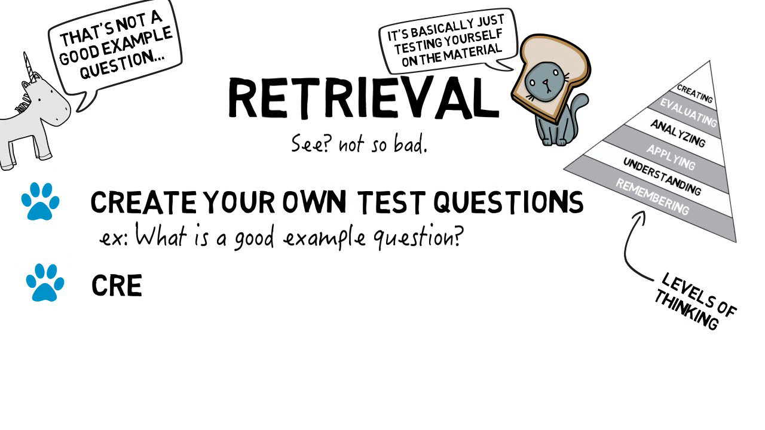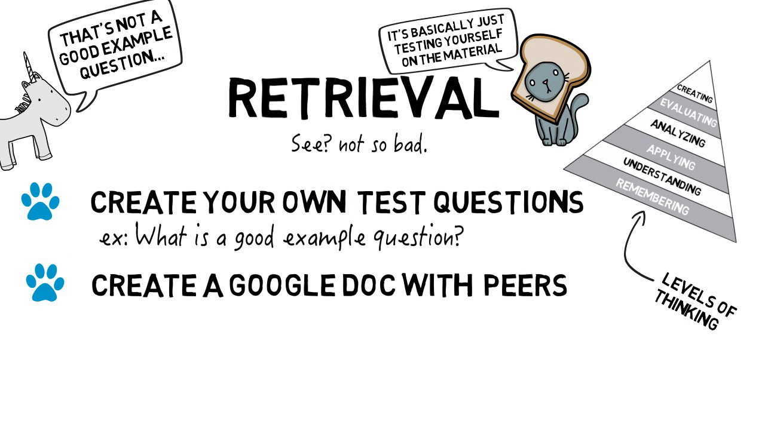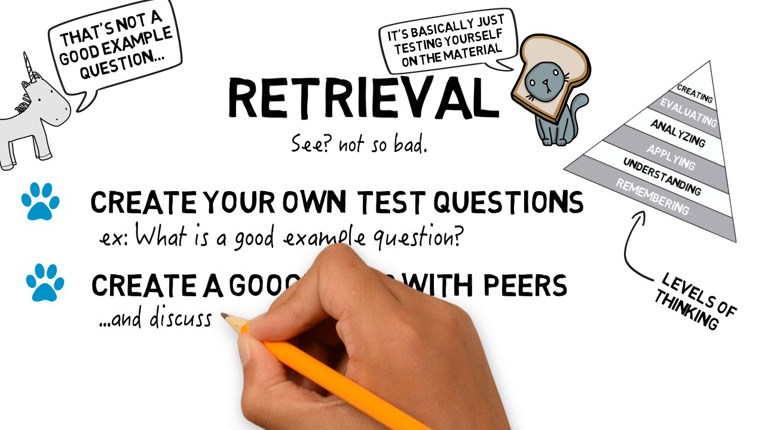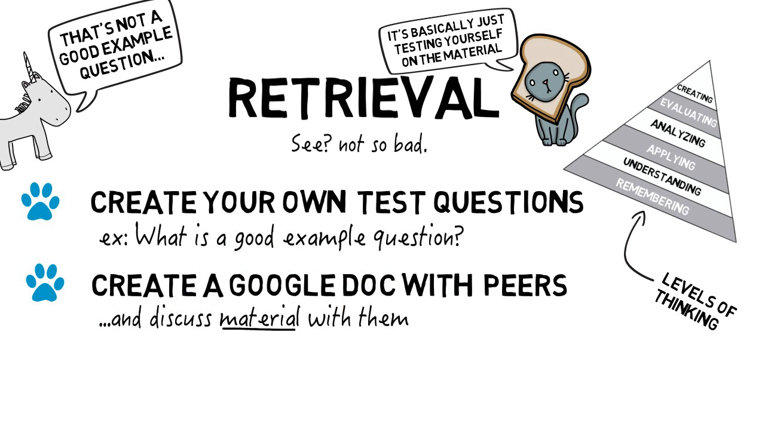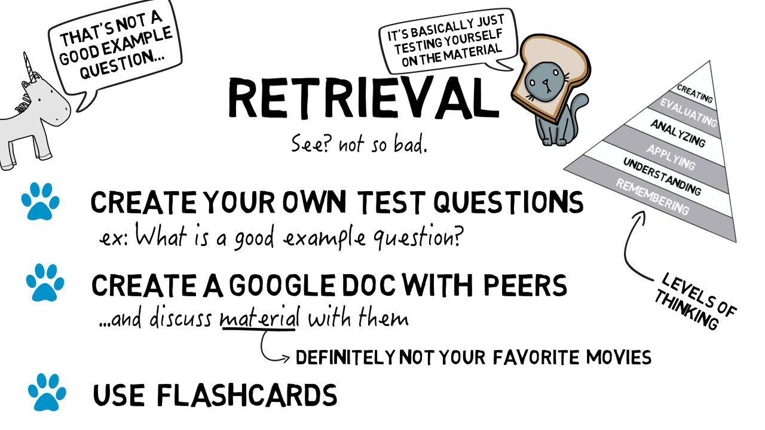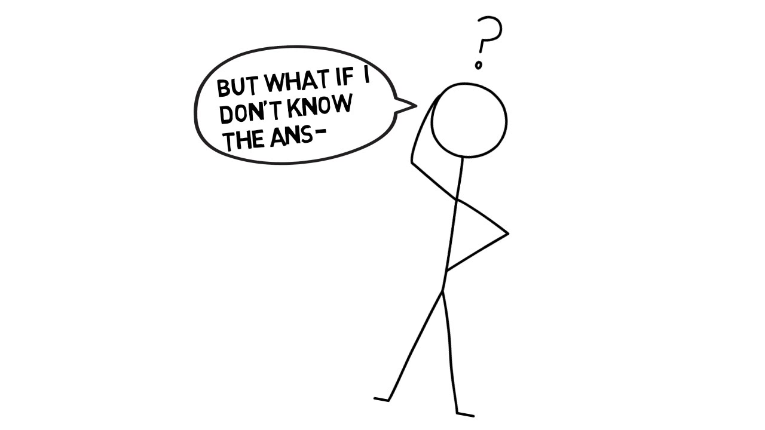Even better, create a Google document with peers where others can contribute questions. Have everyone answer the questions on their own, and then meet to discuss which answers are the best, and most importantly, why. Use flashcards, whether ones you've created or ones that have already been created online, such as on ankisrs.net or quizlet.com. If you don't know the answer, pause and try to generate one instead of quickly reading the answer. This pausing and thinking will pay off later.